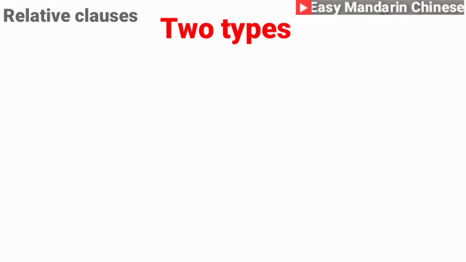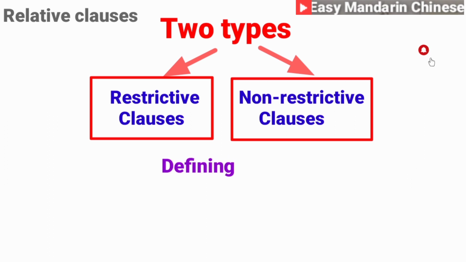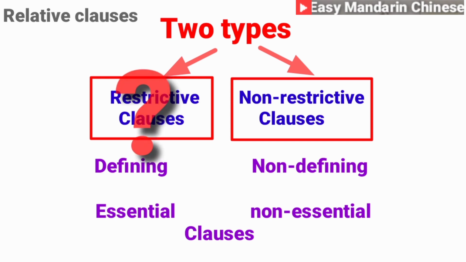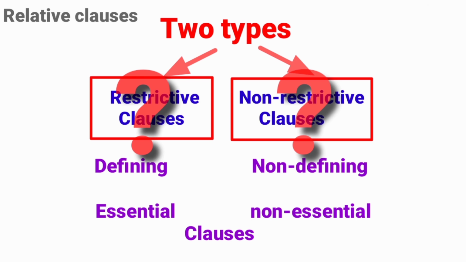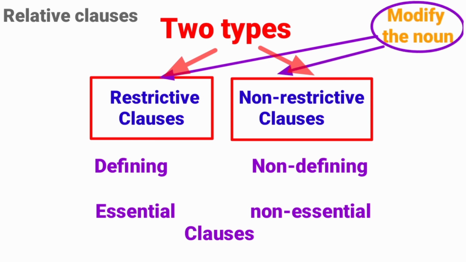There are two types of relative clauses: restrictive clauses and non-restrictive clauses. Sometimes these are referred to as defining, non-defining, and essential, non-essential clauses. What does that mean? What is a restrictive clause and what is a non-restrictive clause? Well, the first thing that I want you to bear in mind is that both clauses modify the noun. But what is the difference?